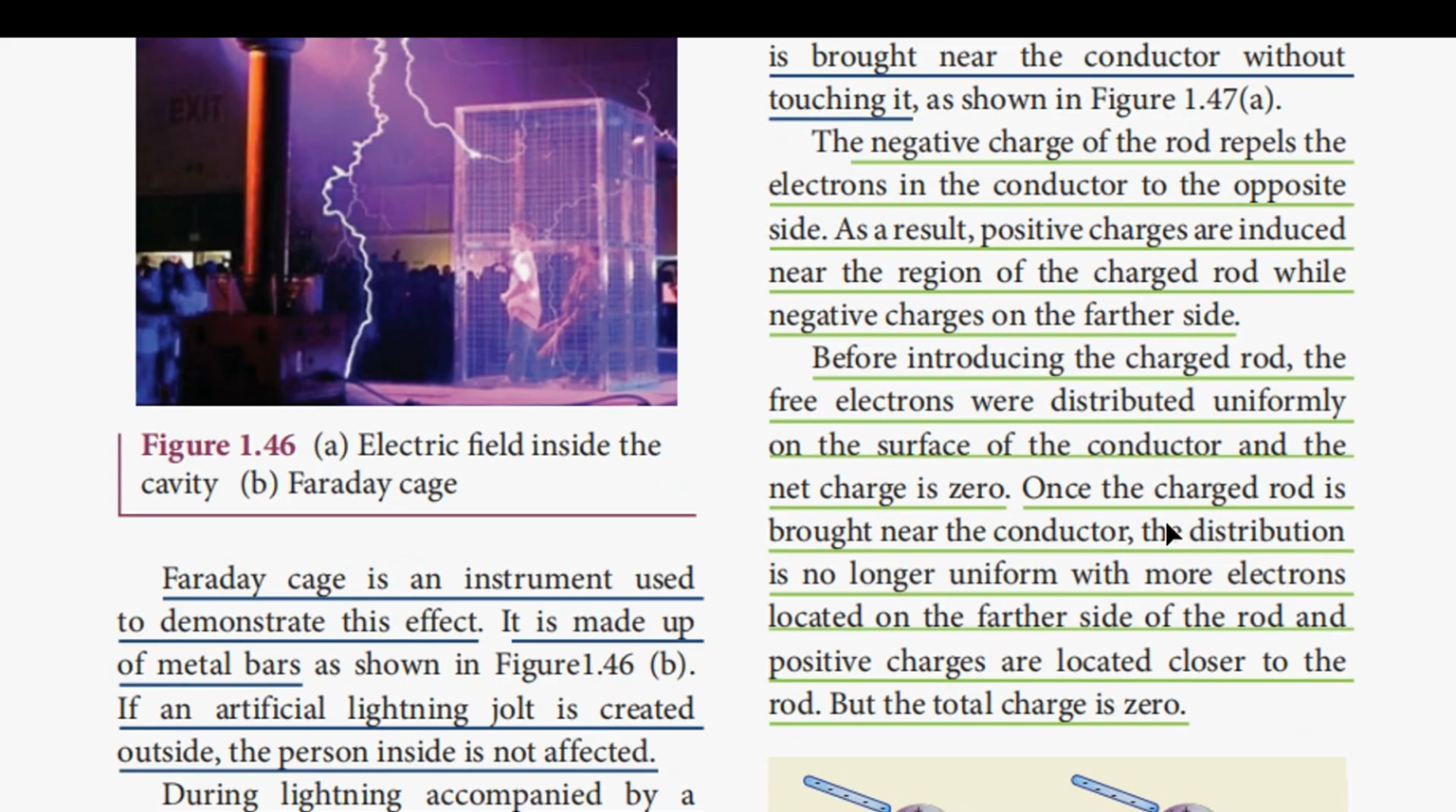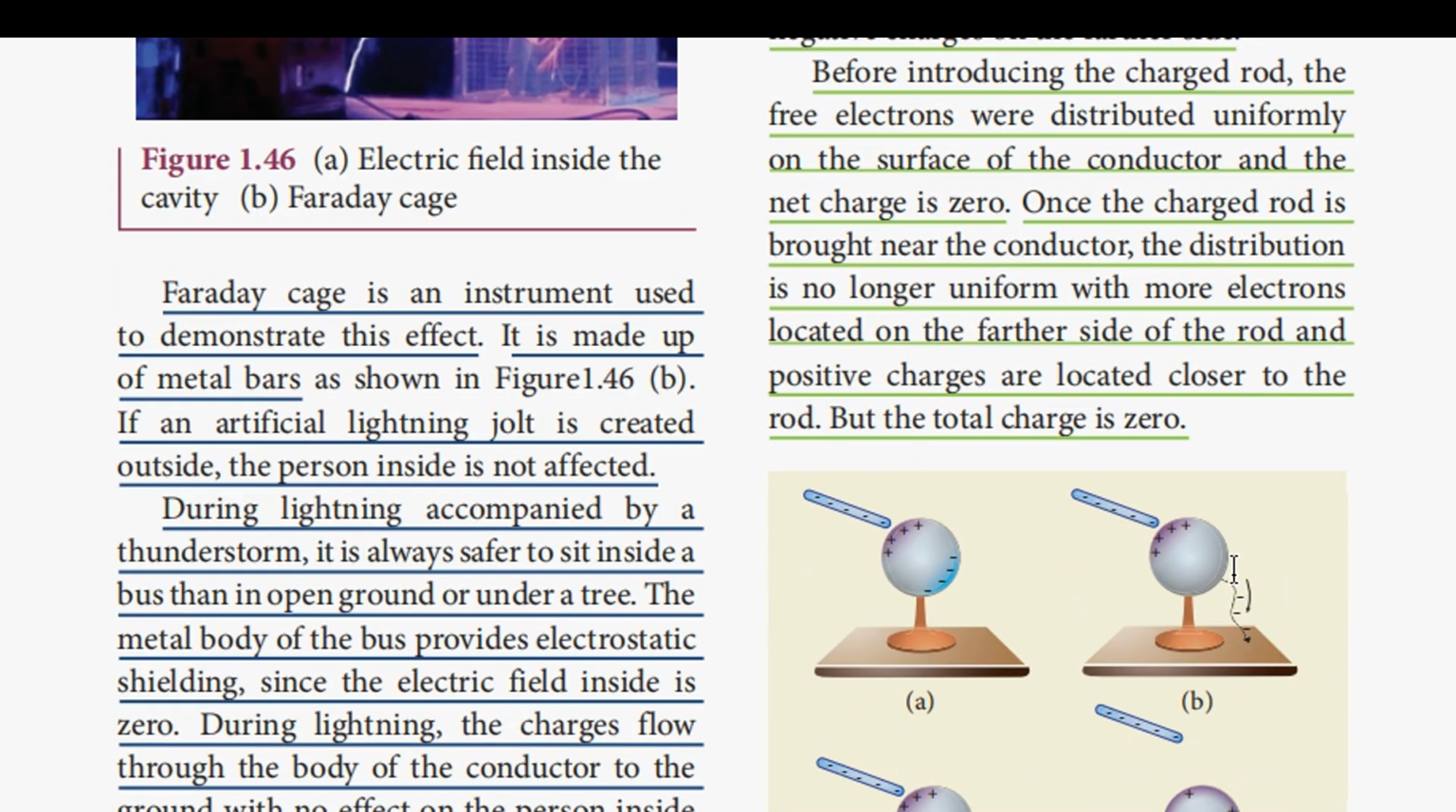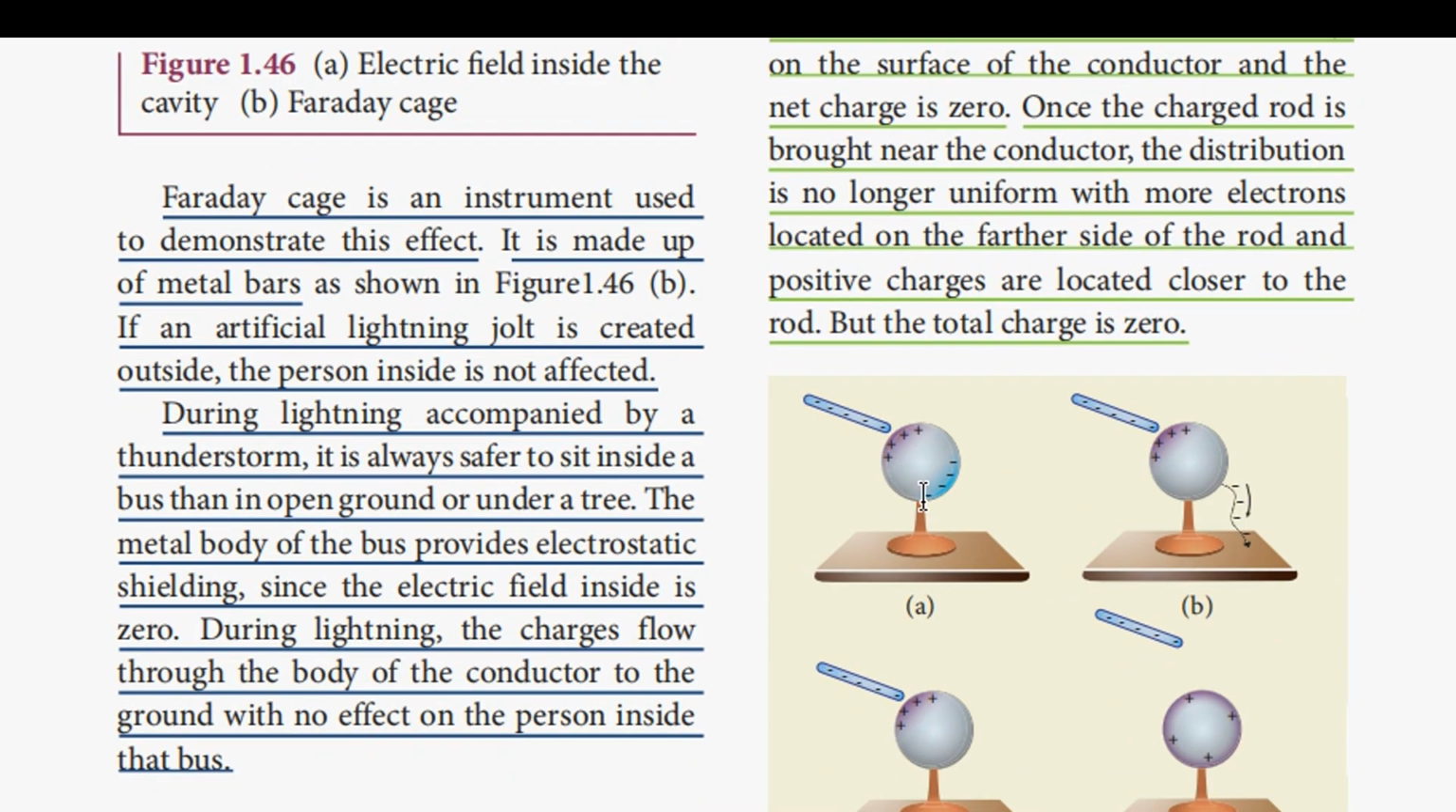Before introducing the charged rod, the free electrons were distributed uniformly on the surface of the conductor, and the net charge is zero. But once the charged rod is brought near the conductor, the distribution is no longer uniform, with more electrons located on the farther side of the rod, and positive charges located closer to the rod. But the total charge is zero.